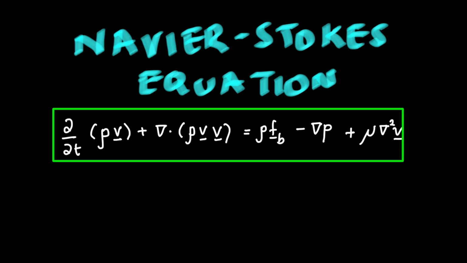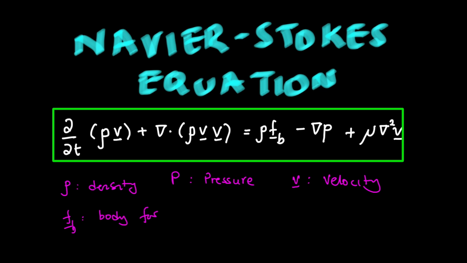Let me just initially describe its components. We've got rho, this cute little one. This one is density, which is different from this one. This one is pressure. What else do we have? We've got this guy over here. This is velocity. We've got this. This is the body force field. And we've got this. This here is viscosity.